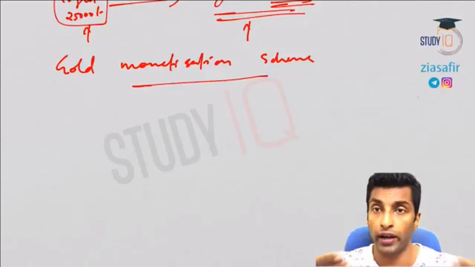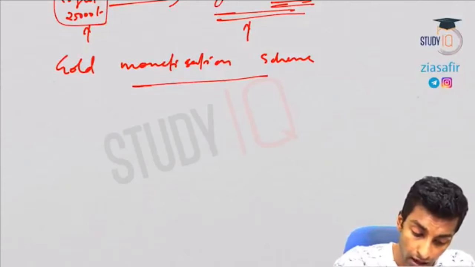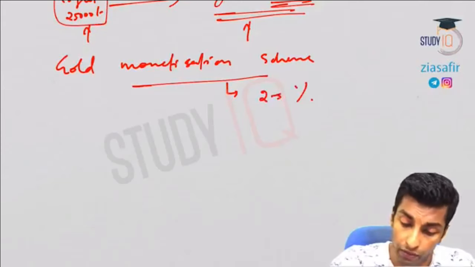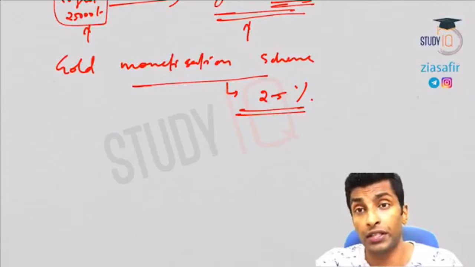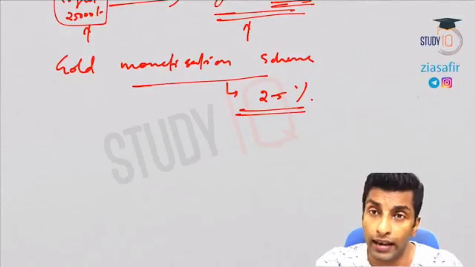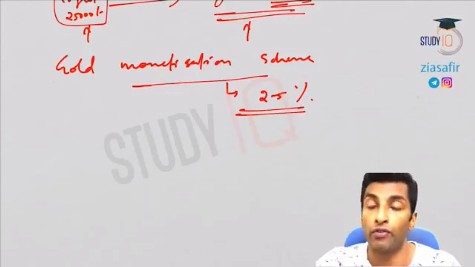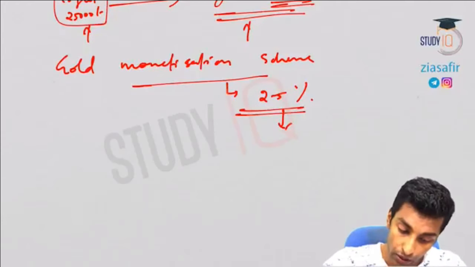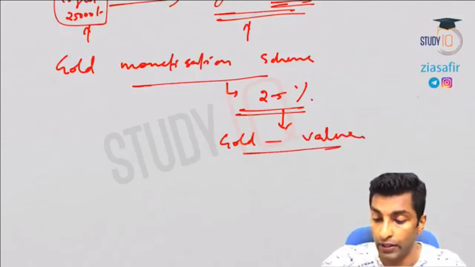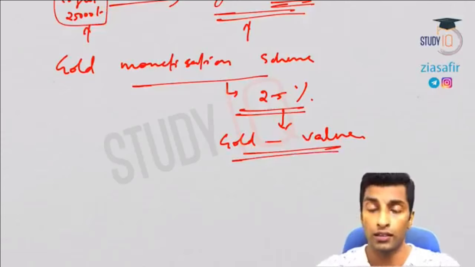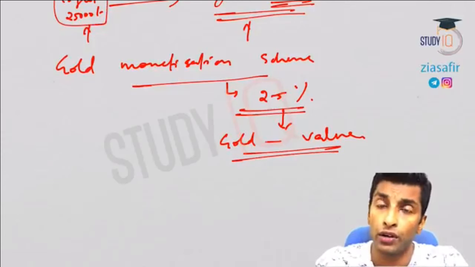You can start a gold account in bonds, and based on that you'll get interest. Basically 2.5% interest you'll get. And apart from that, upon maturity you can get the gold or the equivalent value of gold. So you will get gold or equivalent value at that point of time. Here the idea is to reduce imports.